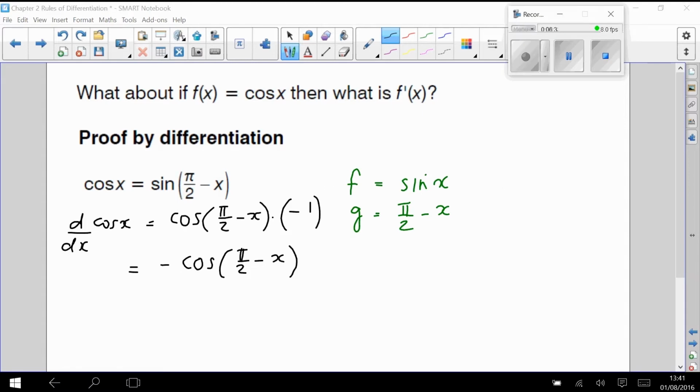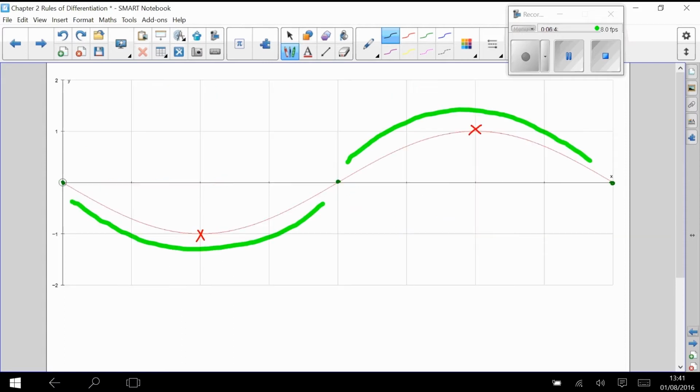If I reduce cos pi over 2 minus x once again, I can write that as sine of x. In other words, the derivative of cos of x is minus sine of x. And that we could see very nicely going back and looking at our curve. In our next example, we're going to take a look at the derivative of tan of x.